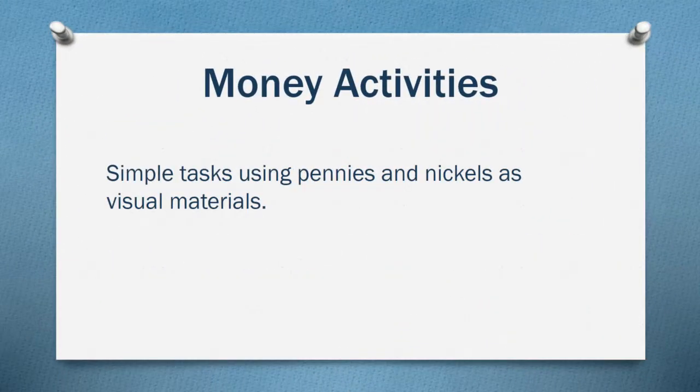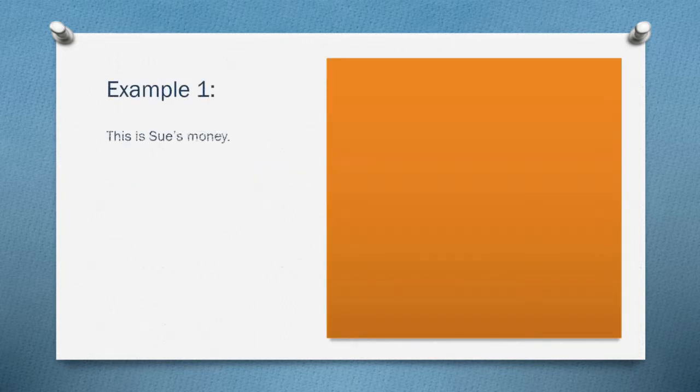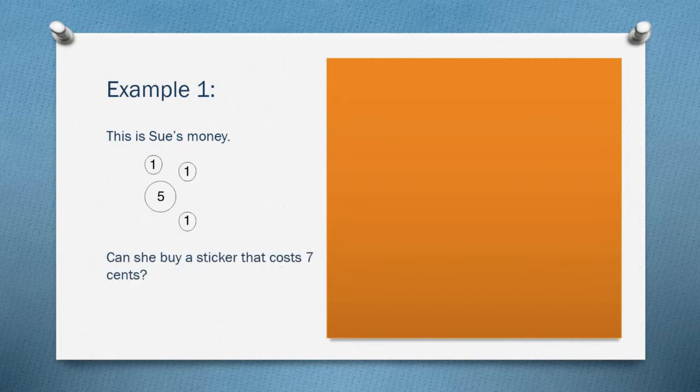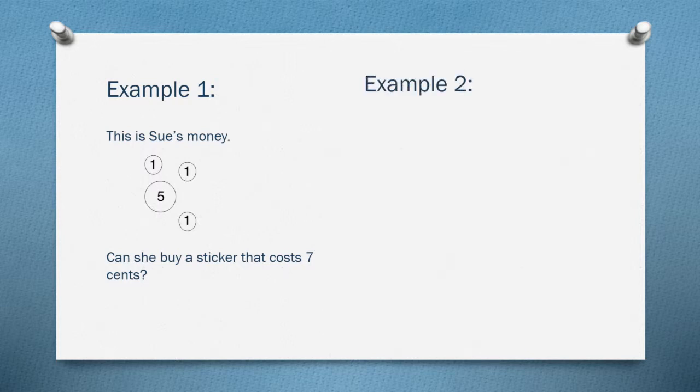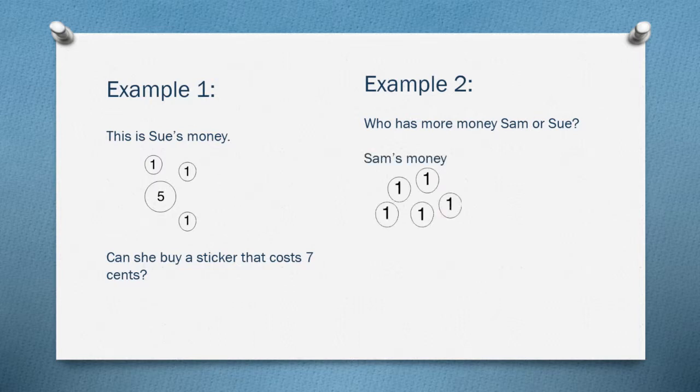Money provides another context, and we're suggesting using pennies and nickels as visual material to pose questions. For example, this is Sue's money. Now we can see it. Can she buy a sticker that costs 7 cents? Or another example. Who has more money, Sam or Sue? Here's Sam's money. Here's Sue's money.